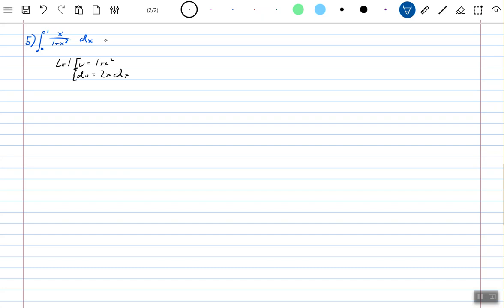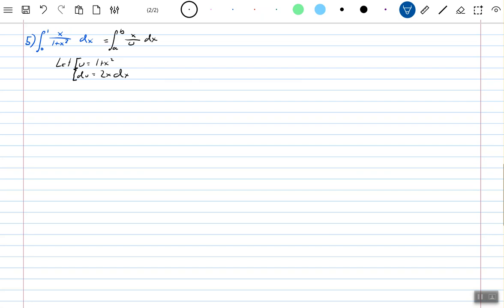So we can rewrite this integral as the integral from a to b, because we're changing variables, so we have to change our limits of integration, but I'm just going to call them a and b right now, because I know they're there, I just don't know what they are yet. Now, we want to get a du in here, because we have x divided by u dx.